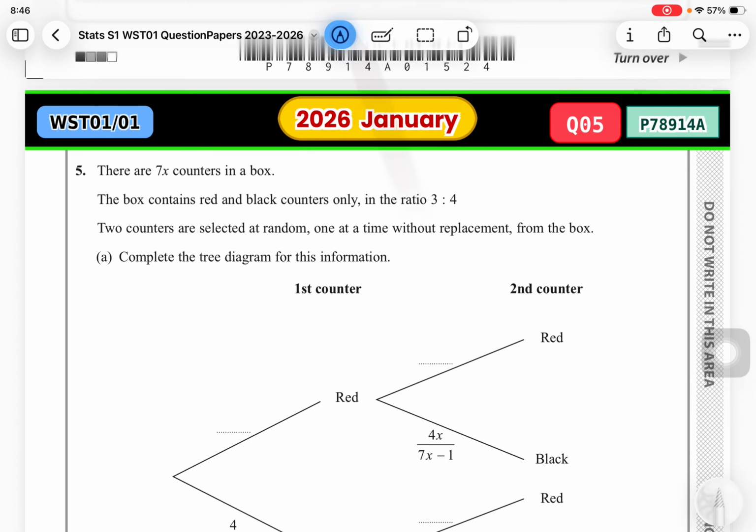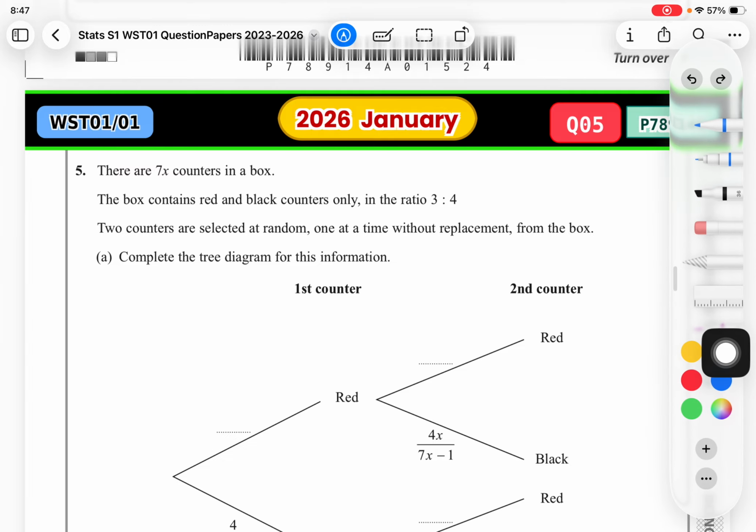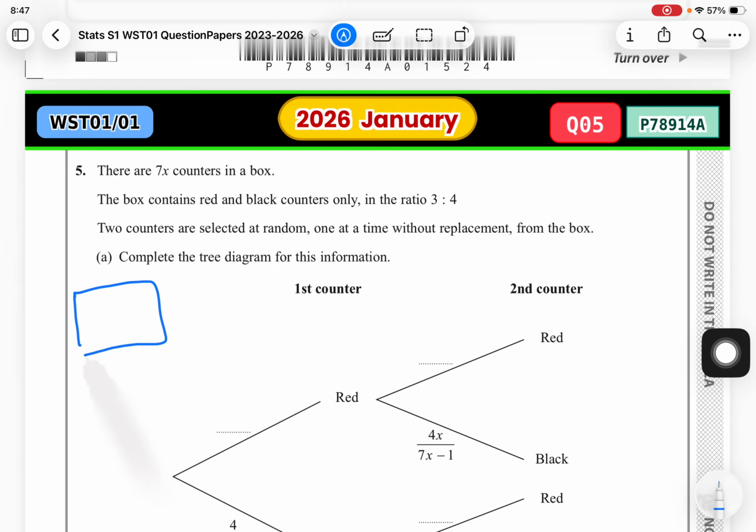Now let's see question number 5 in the 2026 January paper. This is about counters in a box. It's like a combination of algebra. So there's a small box and there are 7x counters. The total number is that.